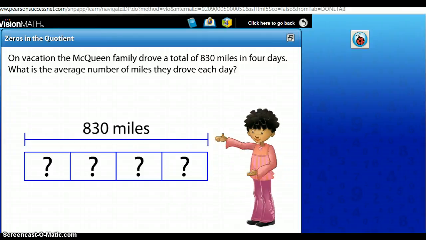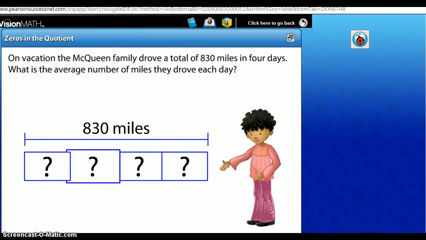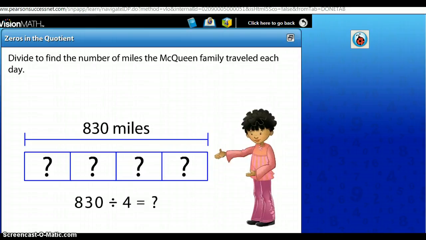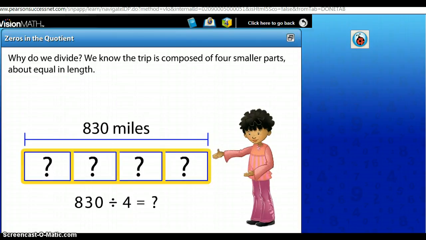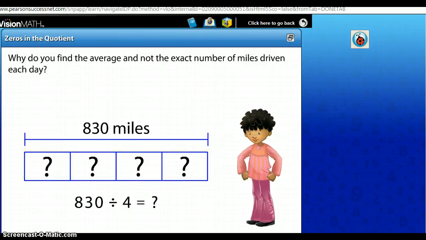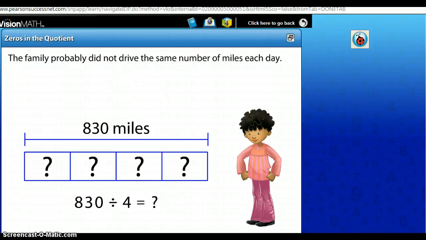On vacation, the McQueen family drove a total of 830 miles in 4 days. What is the average number of miles they drove each day? Divide to find the number of miles the McQueen family traveled each day. So we're taking 830, the total amount of miles, divided by 4, which is how many days they drove. Why do we divide? We know the trip is composed of 4 smaller parts, about equal in length. Why do you find the average and not the exact number of miles driven each day? The family probably did not drive the same number of miles each day.